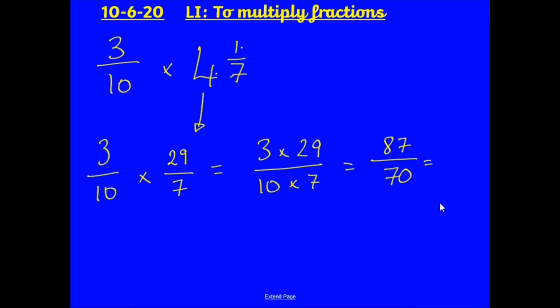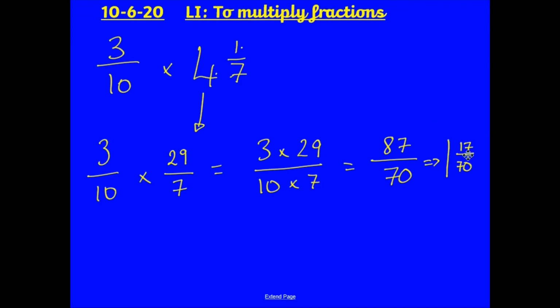Now then, my numerator is bigger, which means I'm going to have a whole number here. So let's get that away. How many times does 70 go into 87? Well, it goes one whole time, and it leaves a remainder of 17 over what I was dividing by, 70. So 1 whole and 17 over 70.